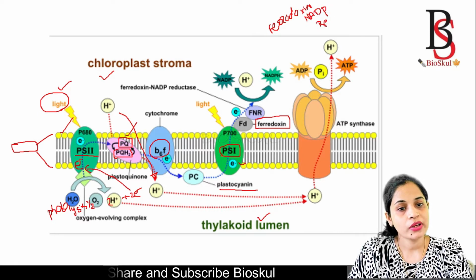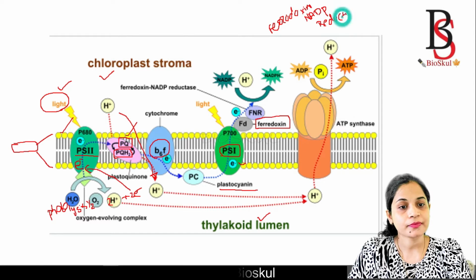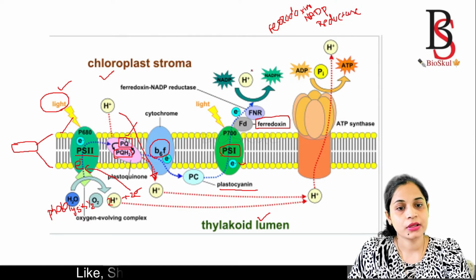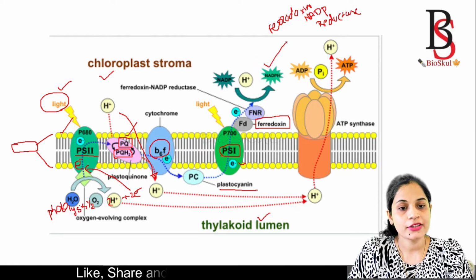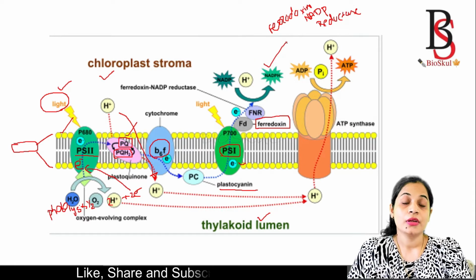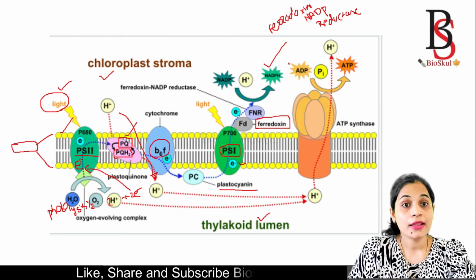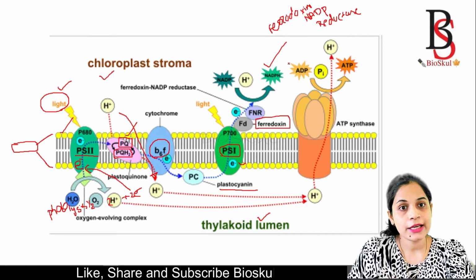So now we get the first product of the light reaction, NADPH. The other product of the light reaction is the ATP molecule. So how are ATP molecules produced?